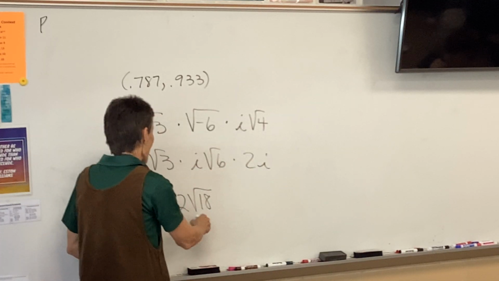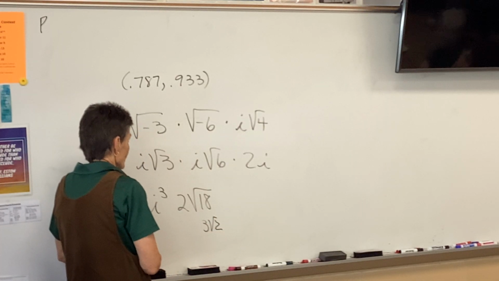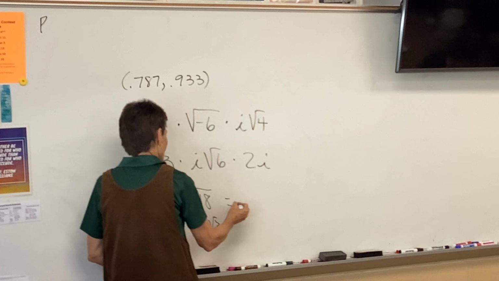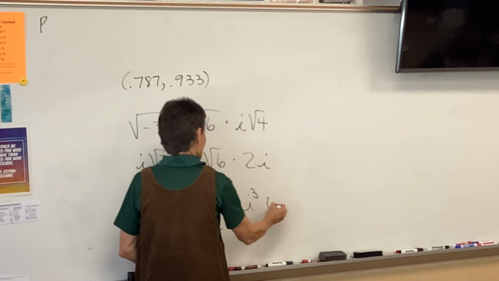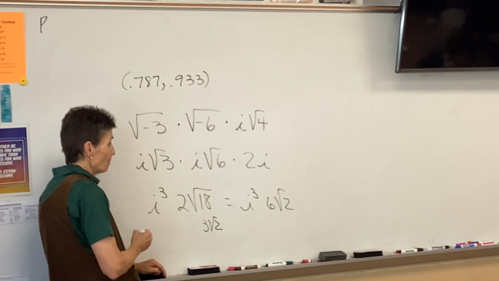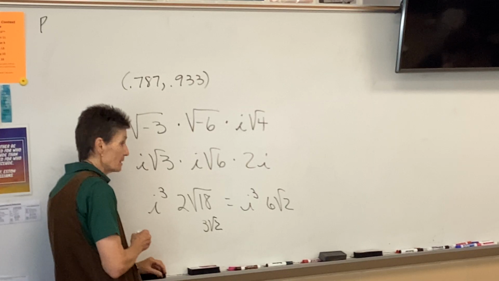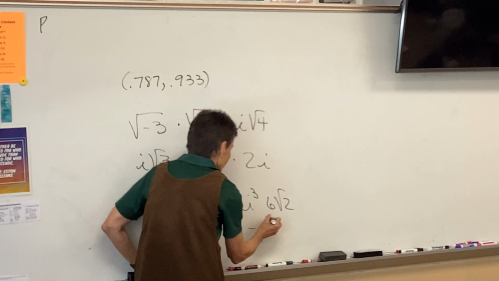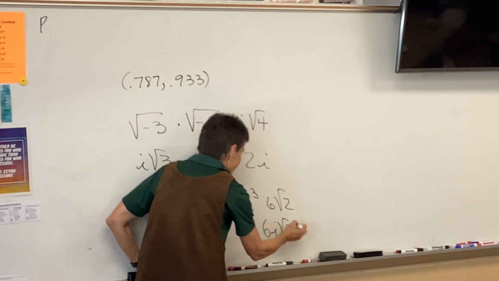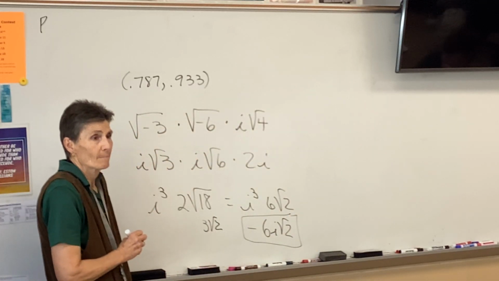So I know that is 3 root 2. So it looks like I have i cubed and then 6 root 2. But i cubed I know is negative i. So I'm going to have negative 6i root 2 as my final answer. Okay.